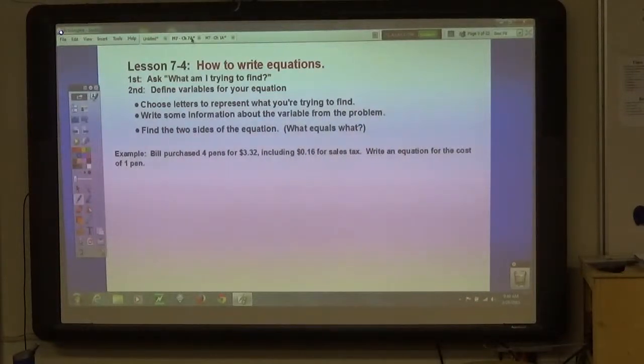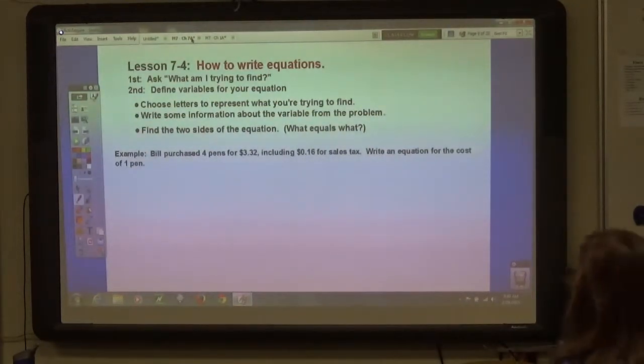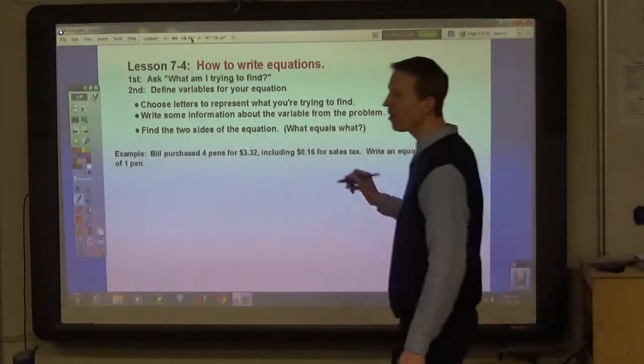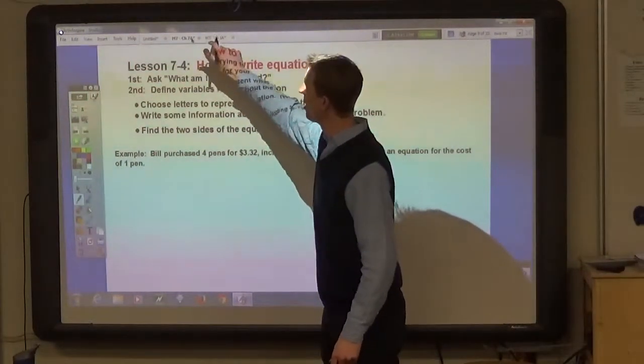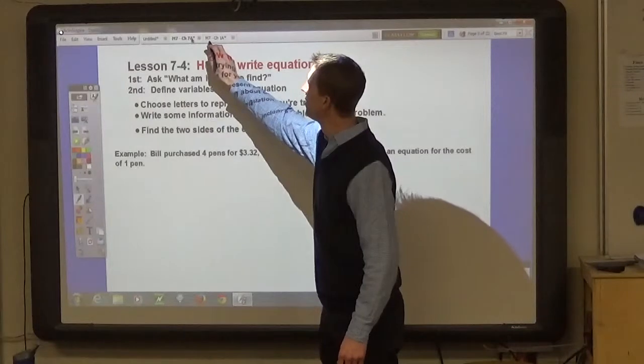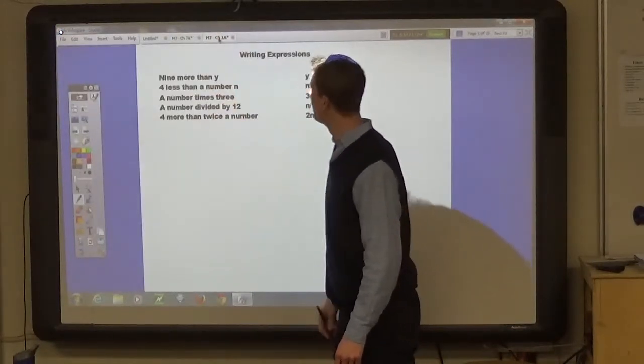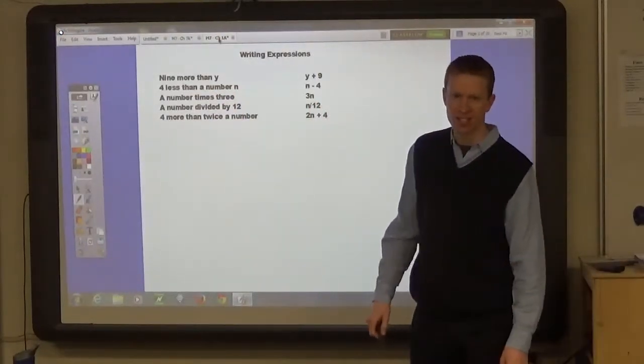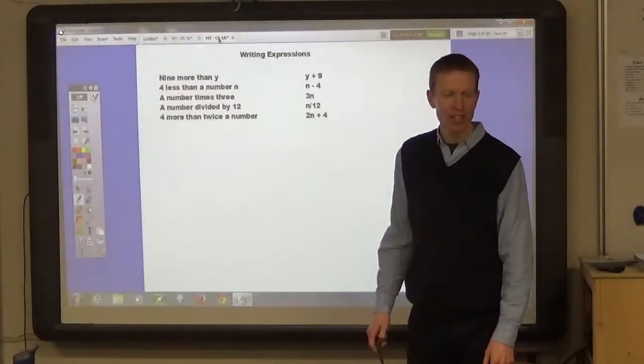Lesson 7.4 is about writing equations. Take out these notes that you just copied. In the very first lesson that we did, I brought up the notes for lesson 1.1, writing expressions. Remember when we did this?